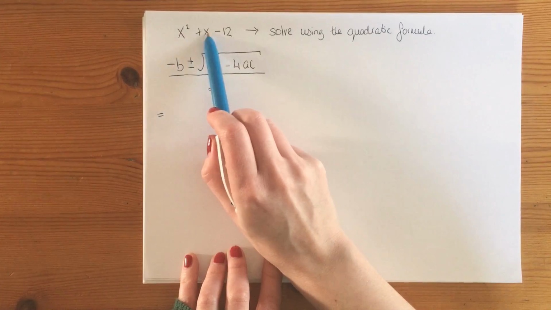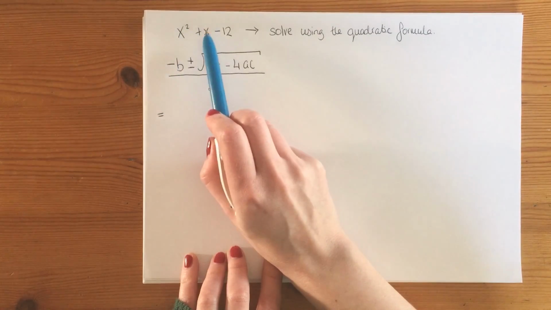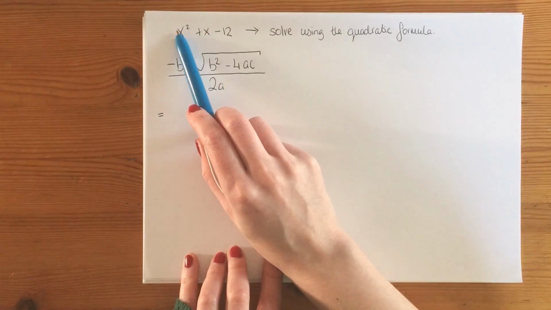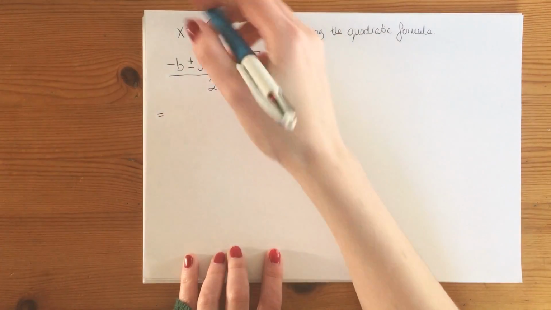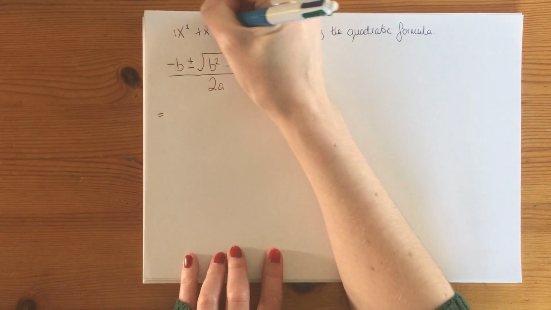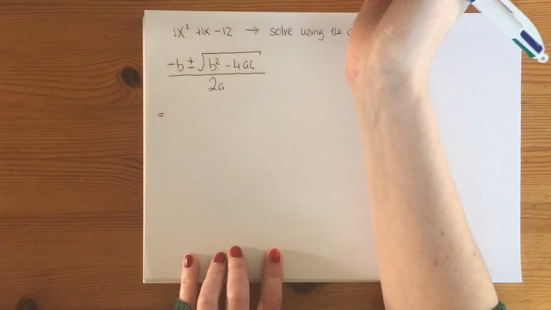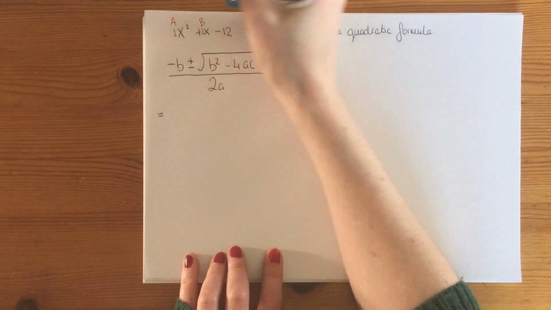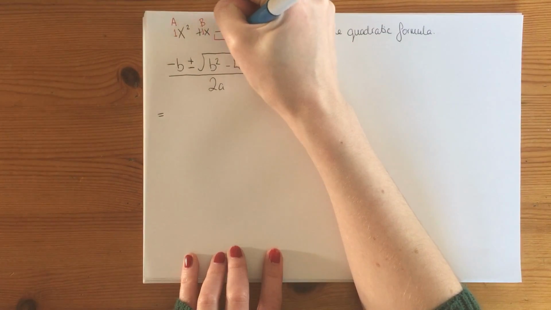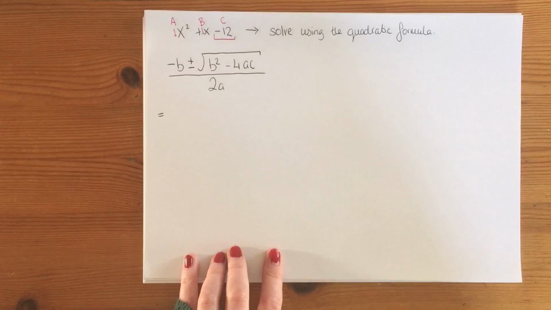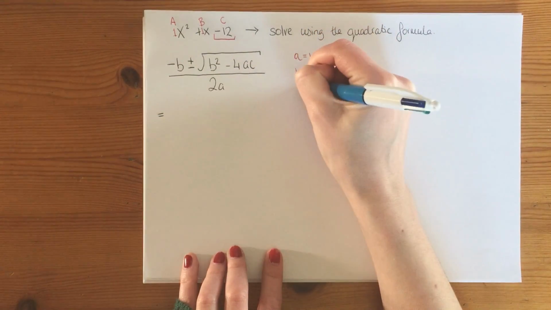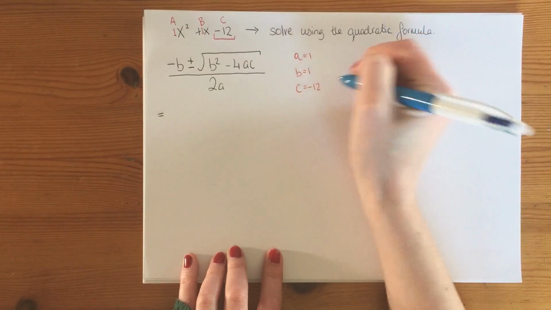Now, if there's no number, so here there's no number in front of x squared and no number in front of x, you should know by now that that is 1x squared, 1x. It's just not written in, so there are actually ones there. So that means that a is 1, b is 1, and c is minus 12. So a equals 1, b equals 1, c equals minus 12.